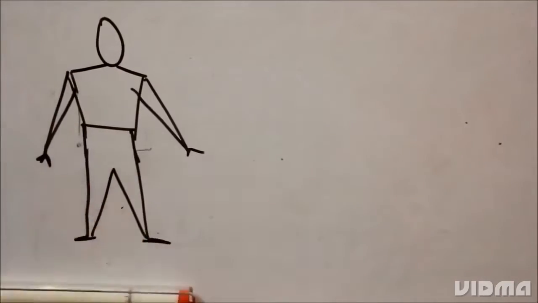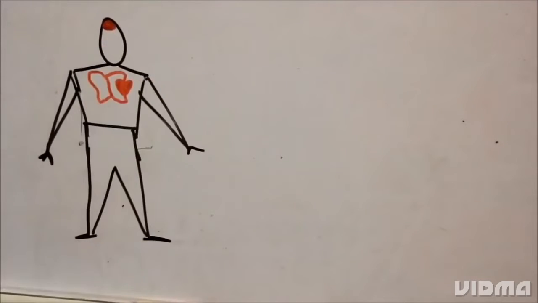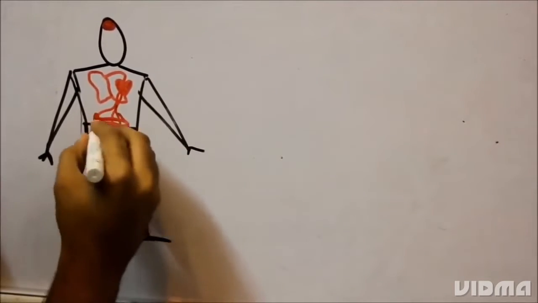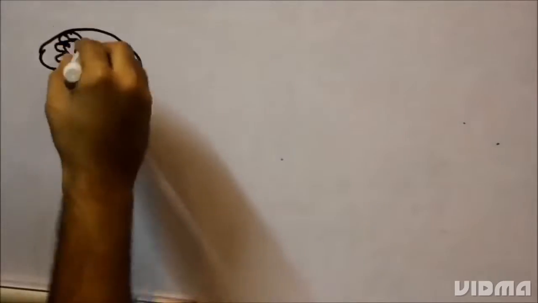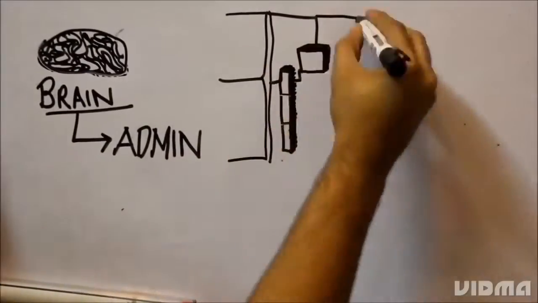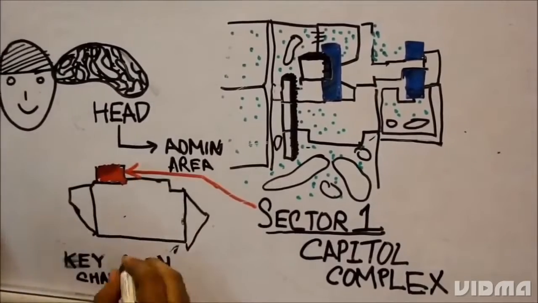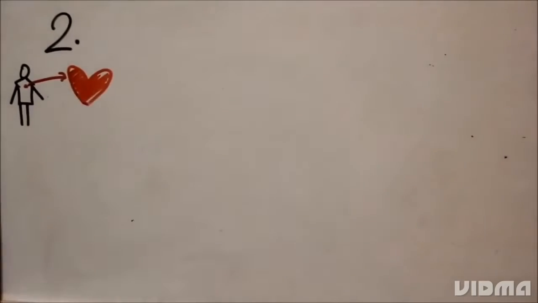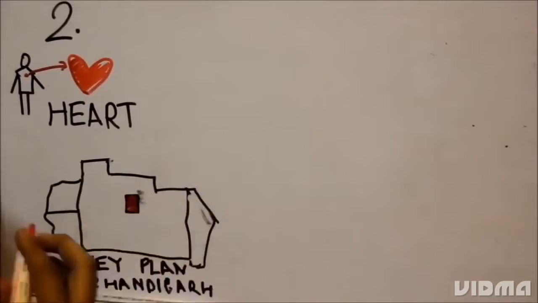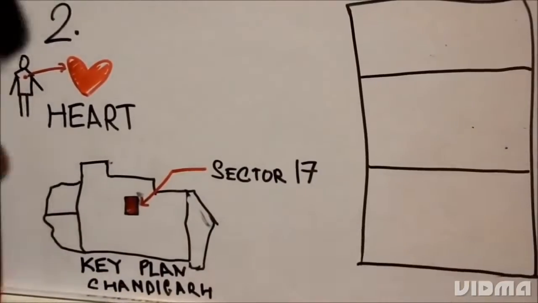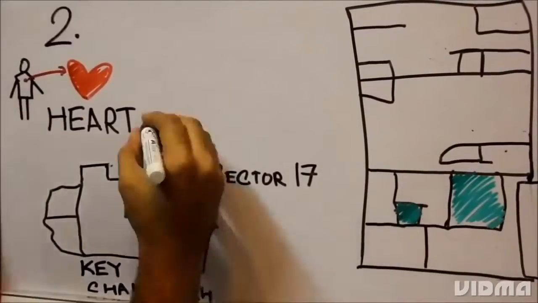Now he also used his philosophies in design. He made the plan to resemble the human body functions. The first is the head. This is represented by the admin area, also known as the Capitol complex. The second is the heart. The heart of Chandigarh, which is also its city center, is Sector 17.